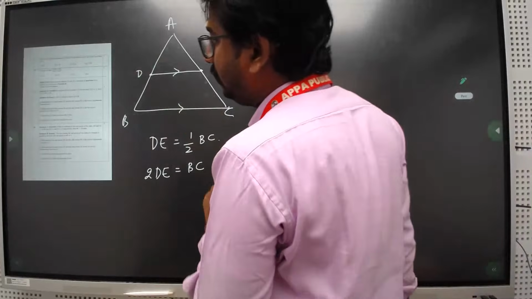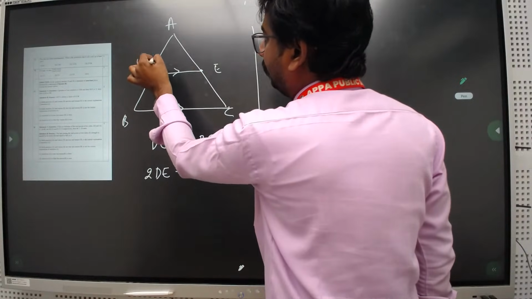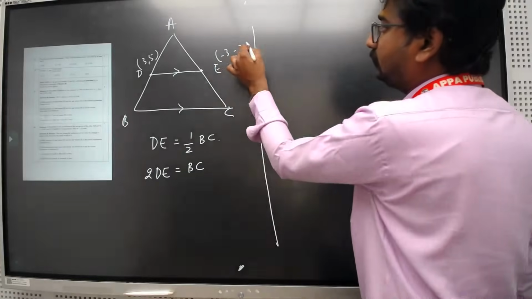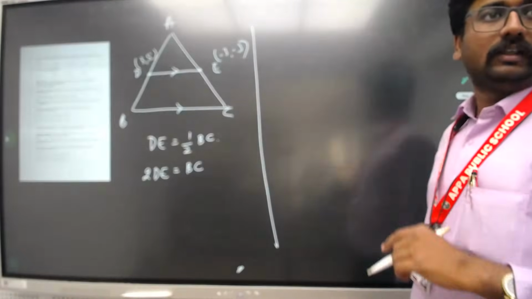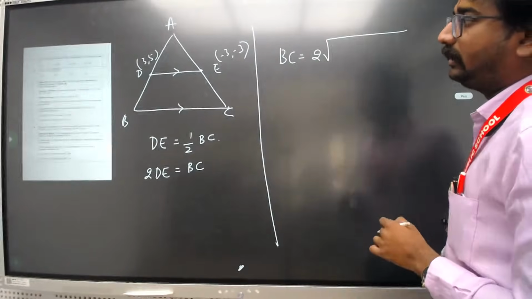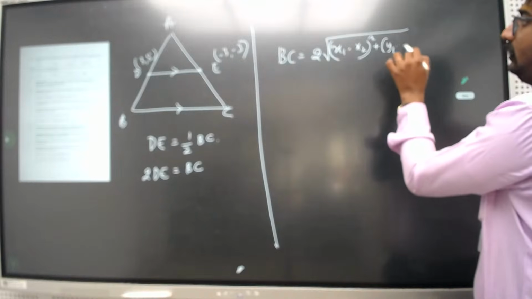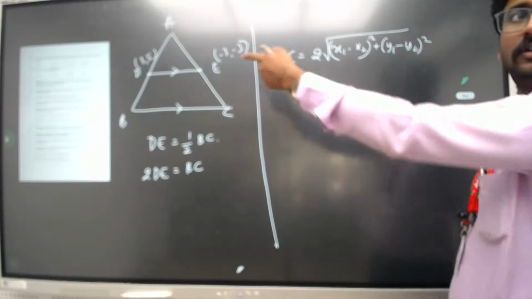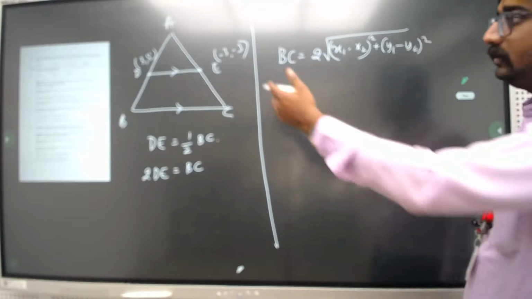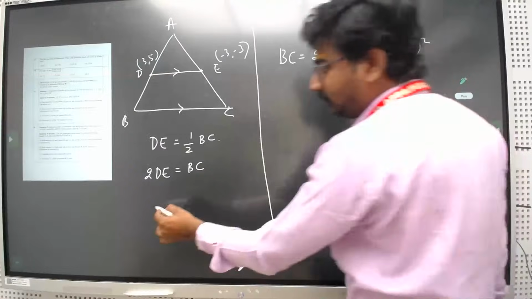They have given D and E points. Here the D point is (3, 5). What is the E point? (-3, -3). Now for DE, distance formula. So BC is equal to twice of under root (x1 minus x2) whole square plus (y1 minus y2) whole square. I am solving by which concept here? Midpoint theorem. I am solving this problem with the help of which concept? Midpoint theorem. Reason is saying that only, no? Then what will be your answer actually?